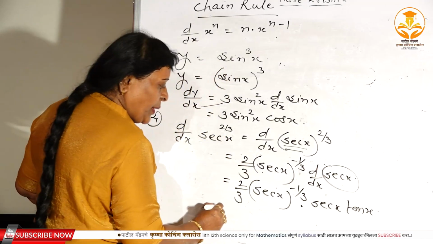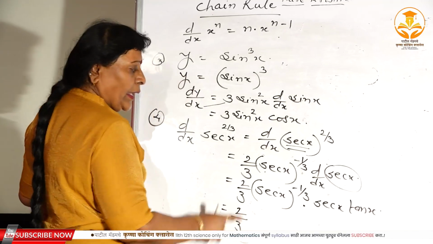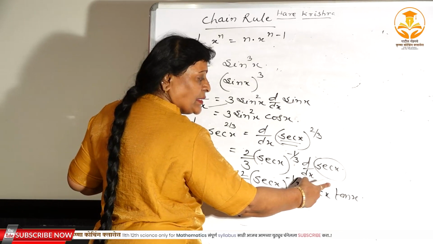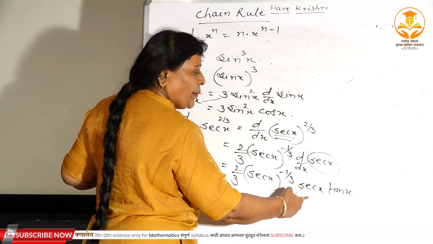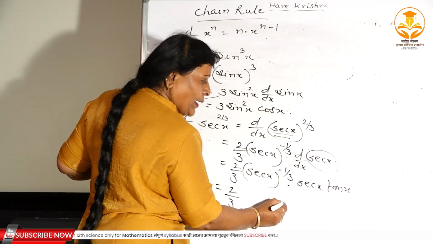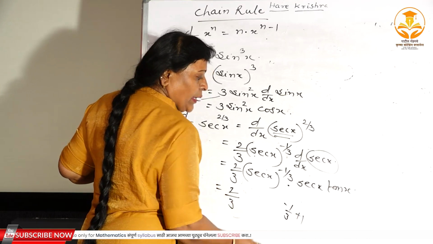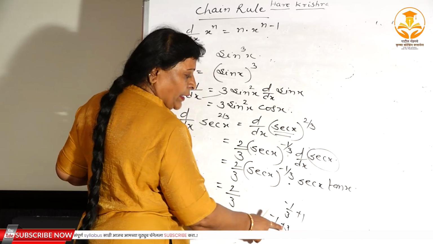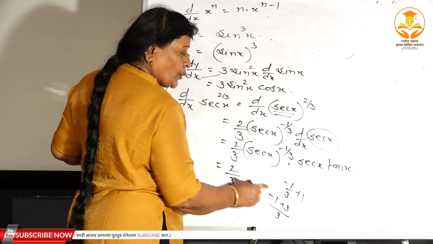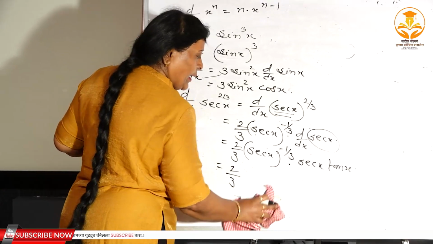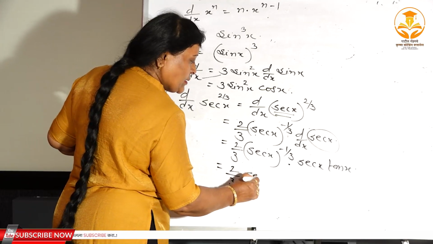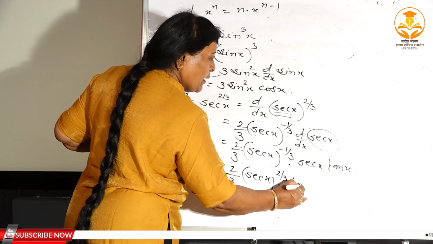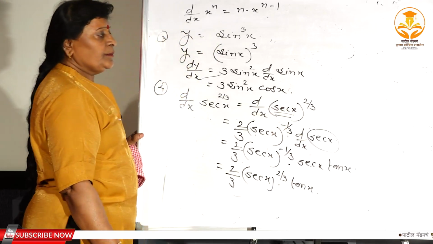Now again you can simplify this 2 by 3. Here sec x the power is minus 1 by 3. Here sec x the power is 1. When the base is same, you can add indices. Minus 1 by 3 plus 1 means what here? Minus 1 plus 3 divided by 3, that is 2 by 3. Therefore here you can write the power of sec x as 2 by 3, into tan x. This is the ultimate derivative, isn't it?